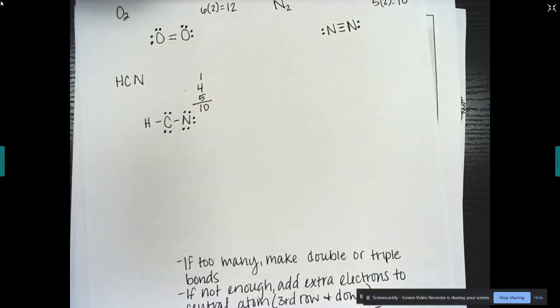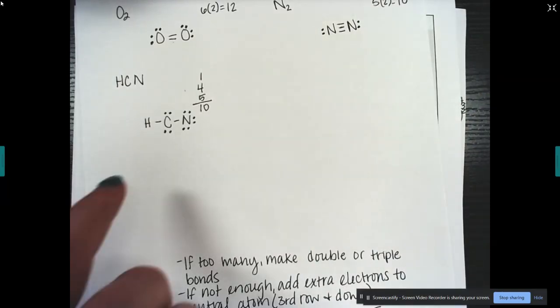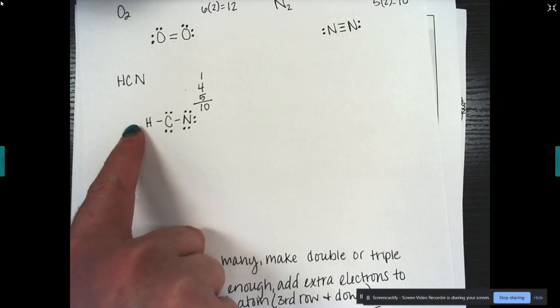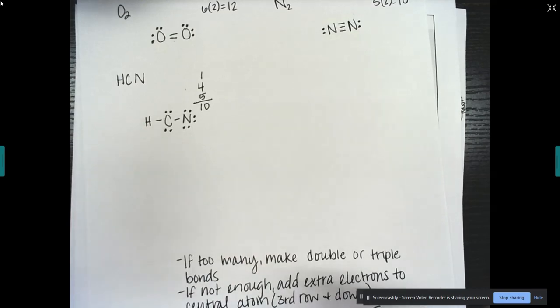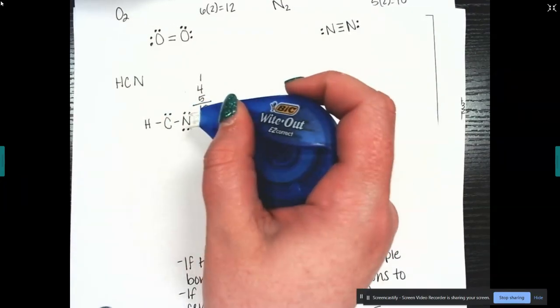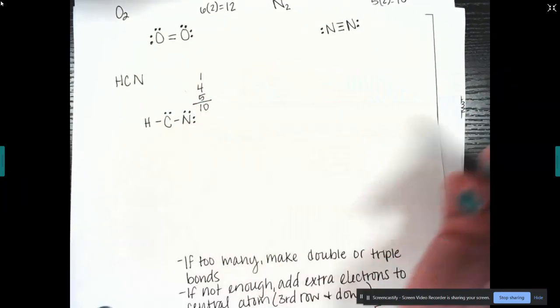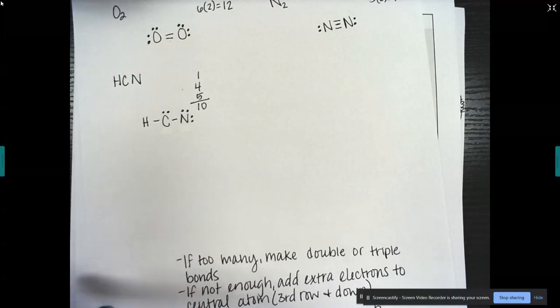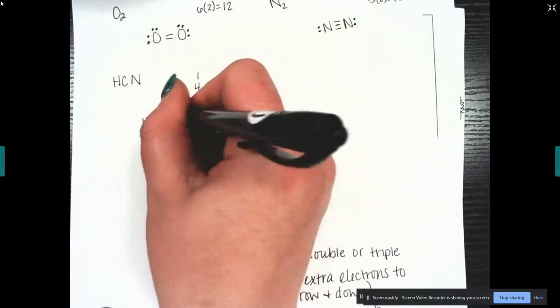So remember, you can't double or triple bond a hydrogen. Also, there's no pairs to erase anyway. So it's going to have to be the carbon and the nitrogen that you do it with. So I'm going to take a pair from each one. And let's try a double bond and see if that's enough.